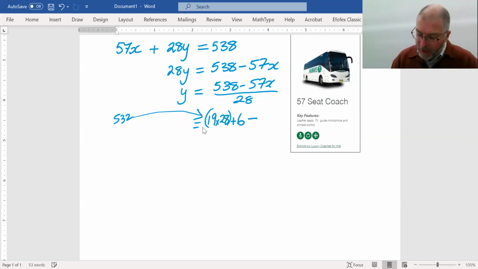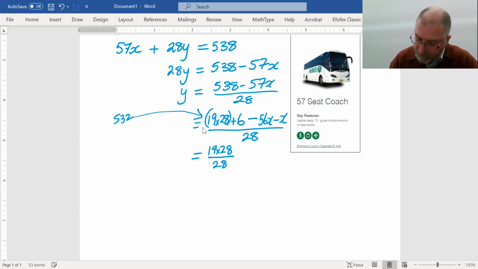All right. Now, what about 57? 28 goes into 57 twice, doesn't it? 2 28s are 56. So I'm going to write minus 56x and then minus another x to get minus 57x. And this is all divided by 28. Okay, so I've got my 19 lots of 28, my 532 on 28. And I've got my minus 56x on 28. And I've also got my 6 minus x left on 28.